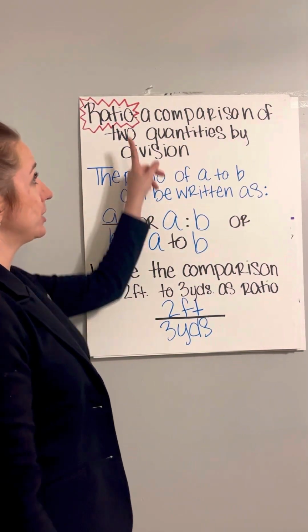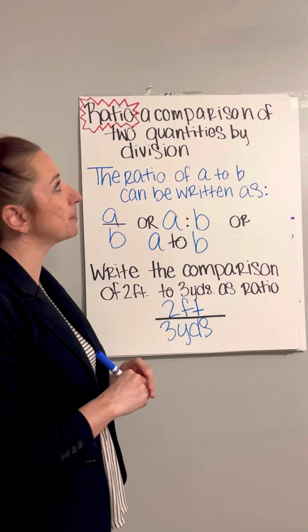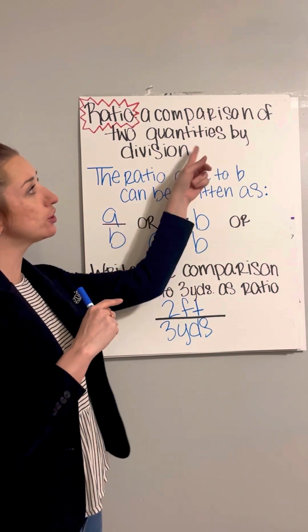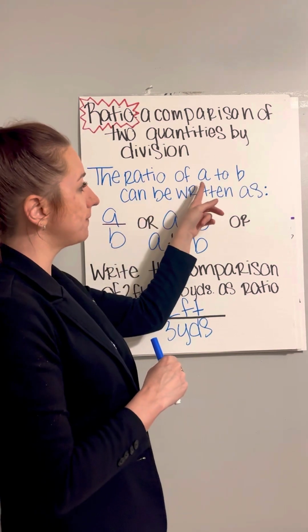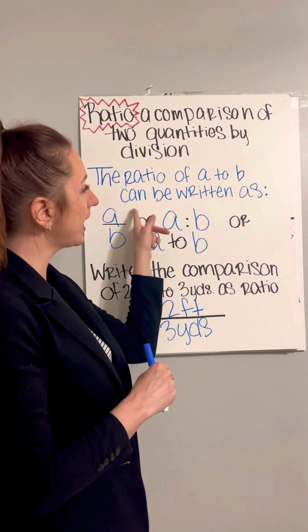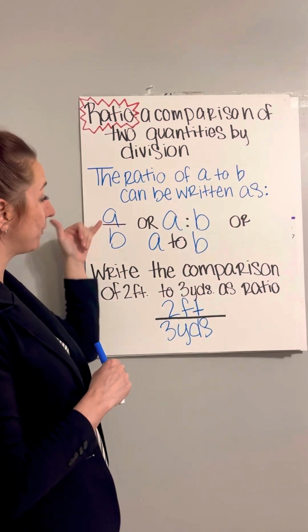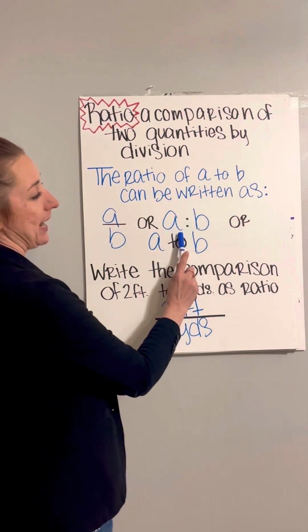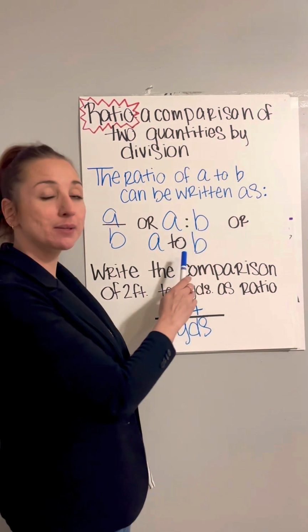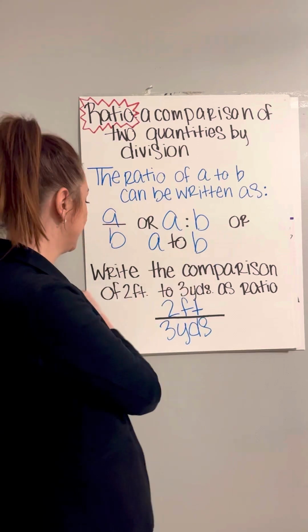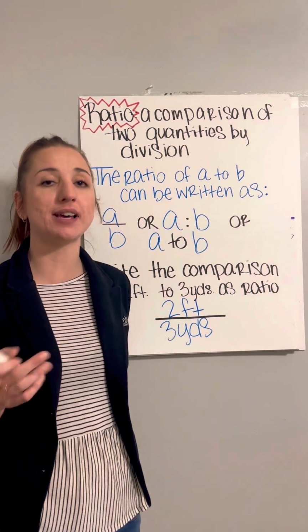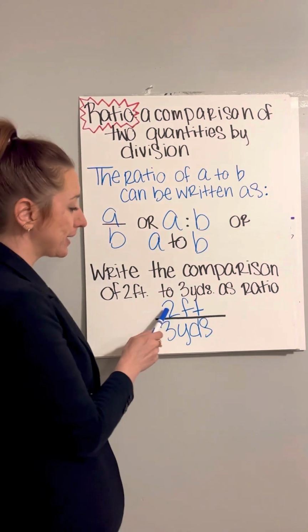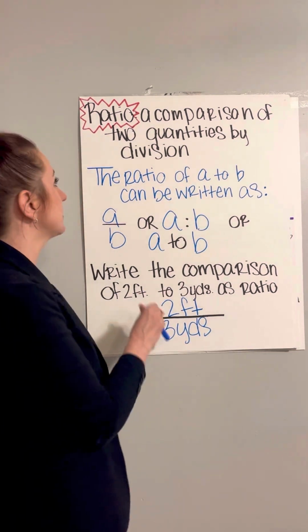First, we'll start with ratios. A ratio is a comparison of two quantities by division. The ratio of A to B can be written as A over B, or A to B, or simply A:B. To write the comparison of 2 feet to 3 yards as a ratio, we would write 2 feet over 3 yards.